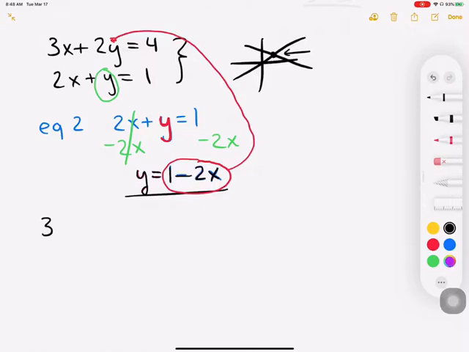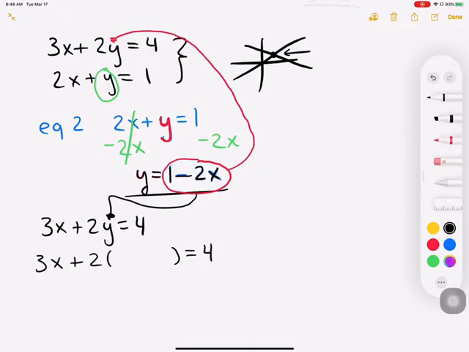So my original equation 1 is 3x plus 2y equals 4, and this is where I'm going to substitute this expression for y. I'm going to rewrite my equation, and the only thing I'm going to replace is the y, with a parenthesis. Inside the parenthesis, I'm going to substitute 1 minus 2x, which is the expression that I found in the previous step. Now at this point, all I have to do is solve for x.